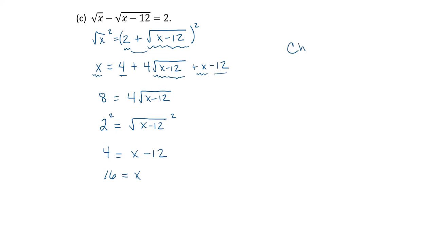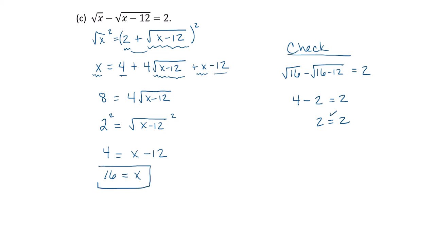Don't forget, we need to check. This could be an extraneous solution. The square root of 16 minus the square root of 16 minus 12 equals 2. So the square root of 16 is 4, minus 16 minus 12 is 4, and the square root of 4 is 2. 2 equals 2 is true. So x equals 16 is our solution.